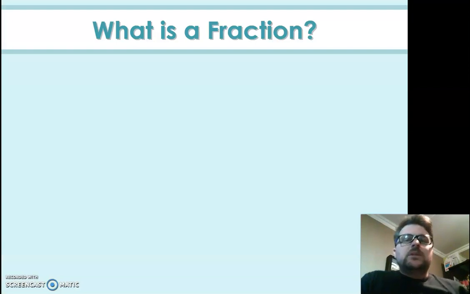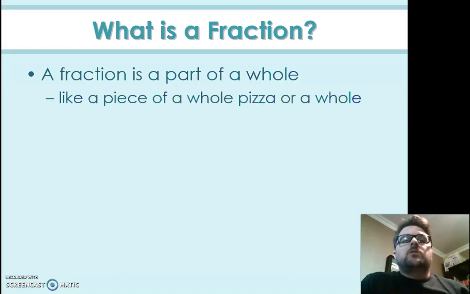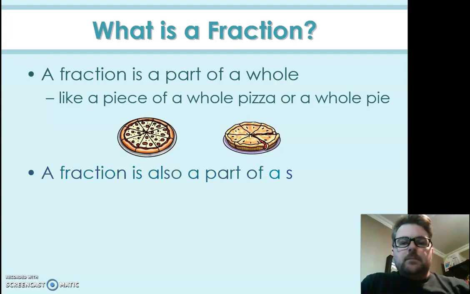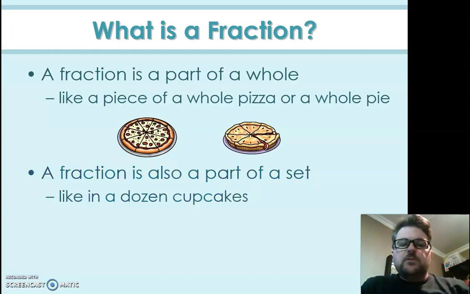Okay, boys and girls, what is a fraction? A fraction is a part of a whole number or a group of items. So if I have 3 cars and I only want to take one of them, I could say that I'm taking 1/3 of the cars away. It's like the pieces of a pizza. You have a whole pizza, and that whole pizza can be cut into slices. A fraction is also a part of a set, for example, like a dozen cupcakes. If I want to take one of them away, I'd be taking a fraction.